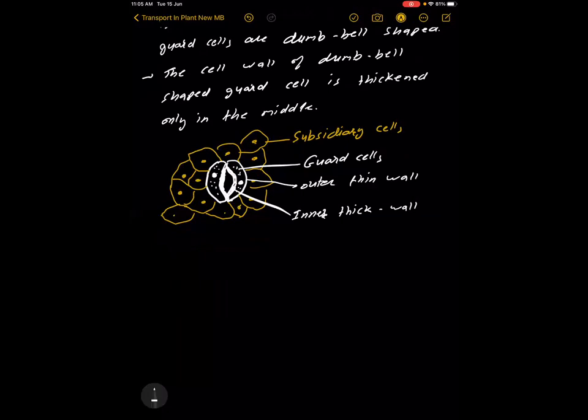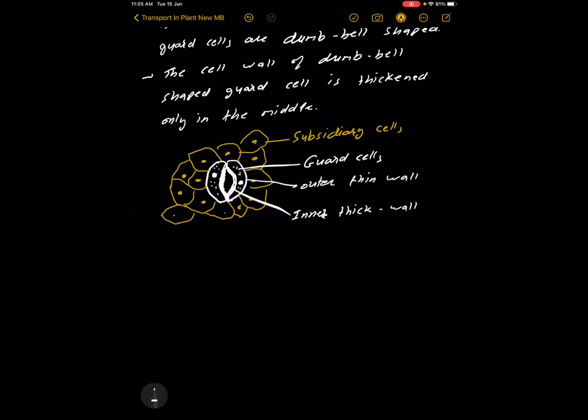Subsidiary cells are also known as suberized cells, sir? No, they are normal parenchyma cells, thin-walled cells. There is no suberization. If there is suberization, it means the cell is dead. All cells are living cells. Guard cells are also living cells.